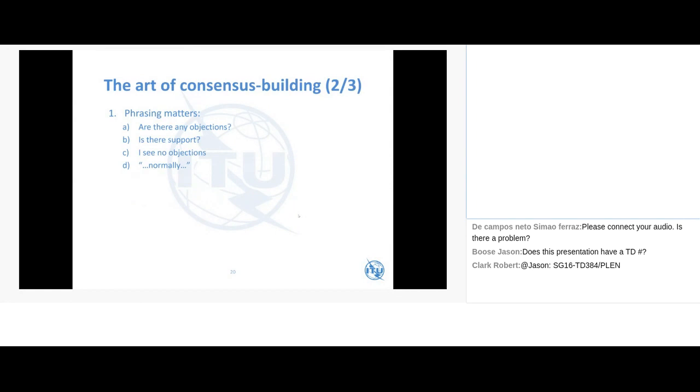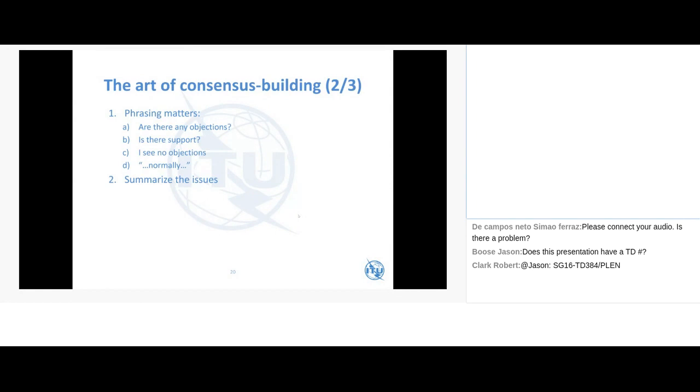In order to achieve consensus, the way discussions and proposals are presented can have a big impact on how the group responds. So look at these 4 examples. Asking, are there any objections, is different to asking, is there support? This is pushing the discussion in 2 different directions, essentially asking the same thing, but the way it's phrased can change the impact. You could also make a statement, I see no objections. Or you could propose a way forward that starts, normally the group would decide this, or normally under these circumstances, we would take that decision. So this is about phrasing the opinion of yourselves as chairs to drive the work forward.